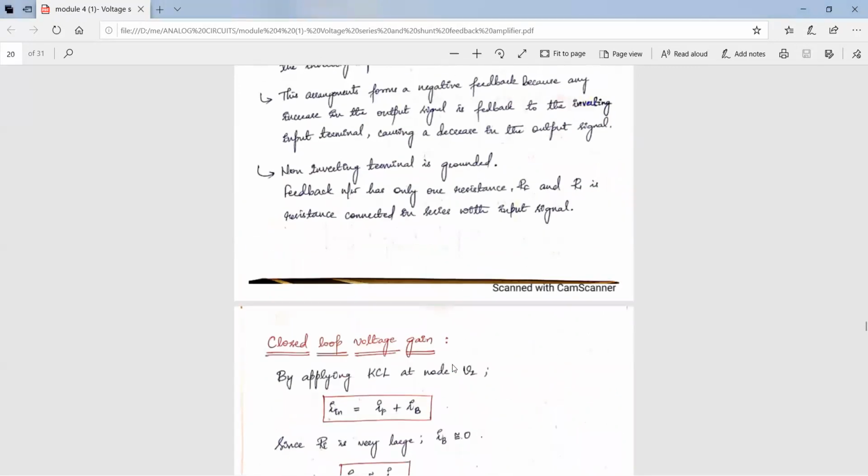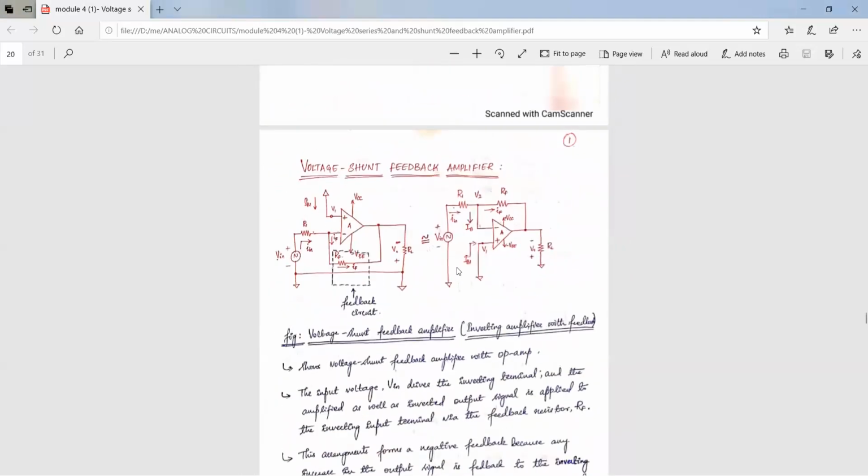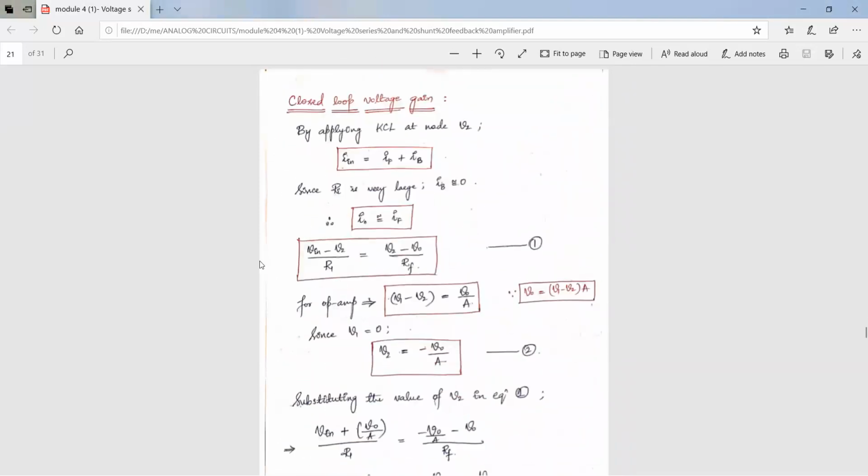Now I'll write the equation for IN as Vin minus V2 by R1. And what is the equation for IF? That is the current through the feedback resistance RF: V2 minus the voltage at this terminal, which is V0, divided by RF. I have written this and named it equation 1.